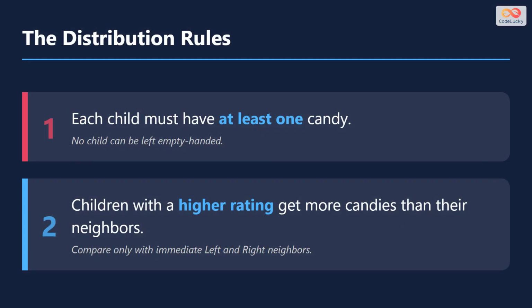You cannot just give out candies randomly. There are two specific rules you must follow. First, every single child must receive at least one candy. Second, if a child has a higher rating than their immediate neighbor, they must get more candies than that neighbor. This applies to both the left and the right neighbors.